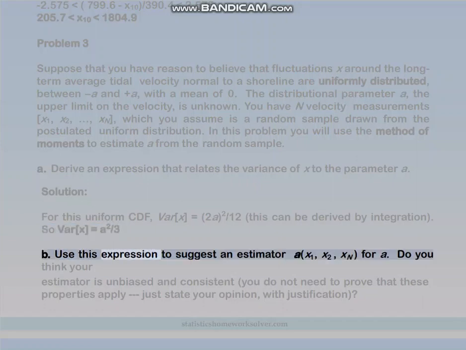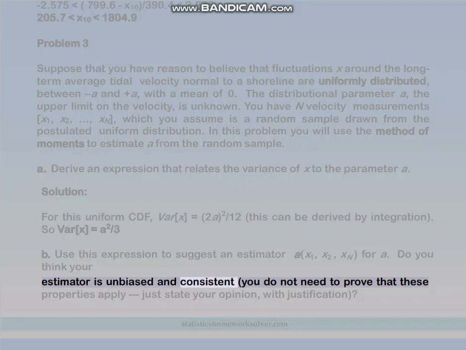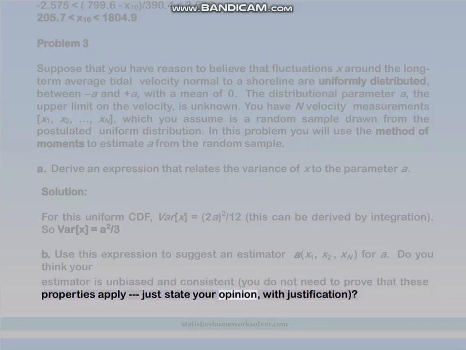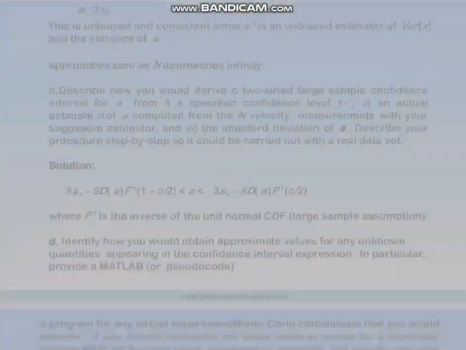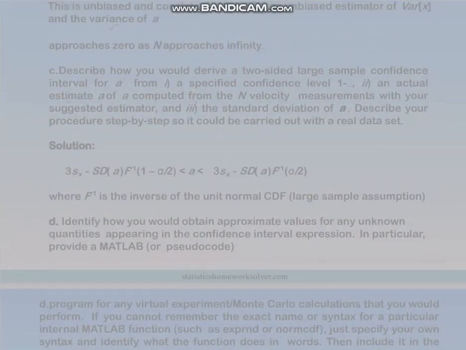B. Use this expression to suggest an estimator â(x1, x2, ..., xn) for a. Do you think your estimator is unbiased and consistent? You do not need to prove that these properties apply, just state your opinion, with justification. Solution: â = √(3S²). This is unbiased and consistent since S² is an unbiased estimator of Var[x], and the variance of â approaches 0 as n approaches infinity.